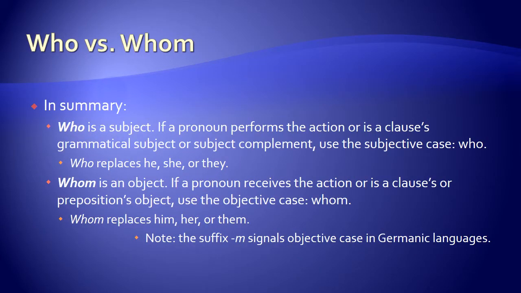In summary, who is a subject. If a pronoun performs the action or is the clause's grammatical subject or subject complement, use the subjective case, who. Who replaces he, she, or they. Whom is an object. If a pronoun receives the action or is a clause's or preposition's object, use the objective case, whom. Whom replaces him, her, or them. Note that the suffix im, as in him, them, and whom, signals the objective case in all Germanic languages.